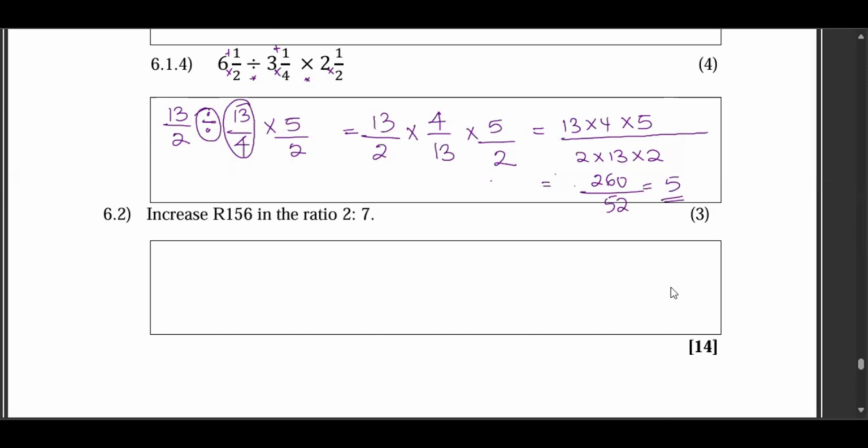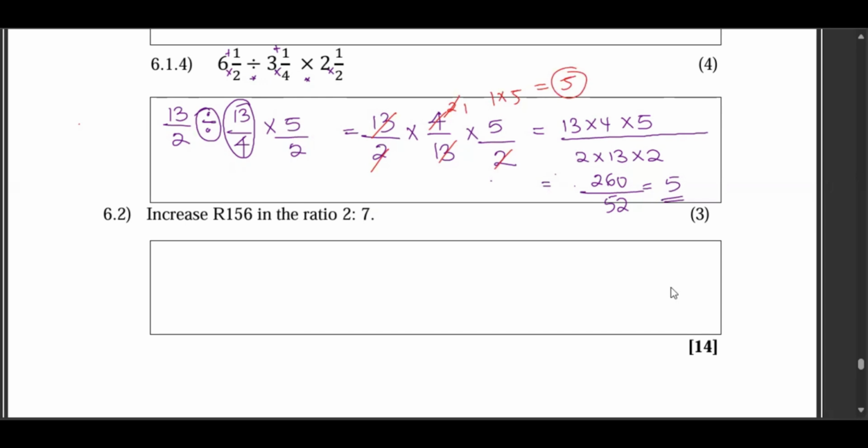The answer becomes 5. For those who had seen it already, this 13 would go with this. They disappear. Then the 2 here divides with that, and you remain with the 2. And again, this 2 here divides that 2, and you remain with the 1. So you remain with 1 times 5. So the final answer becomes 5. Either way, you still get the same answer.